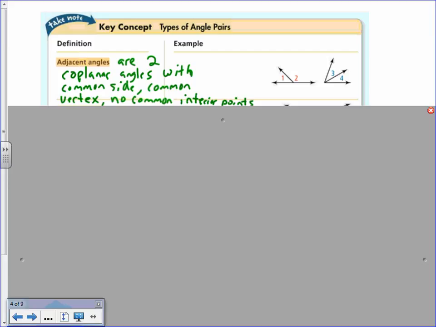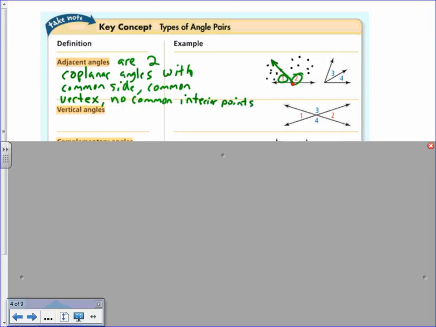Right here we have angle 1 and angle 2. They're on the same plane. They have the same common side, that would be the side right here, that ray. Common vertex, I'll show you in red. And there are no common interior points, meaning all the points in the interior of angle 2 are separate from all the interior points of angle 1. Same thing would go with angles 3 and 4. So those are adjacent angles.